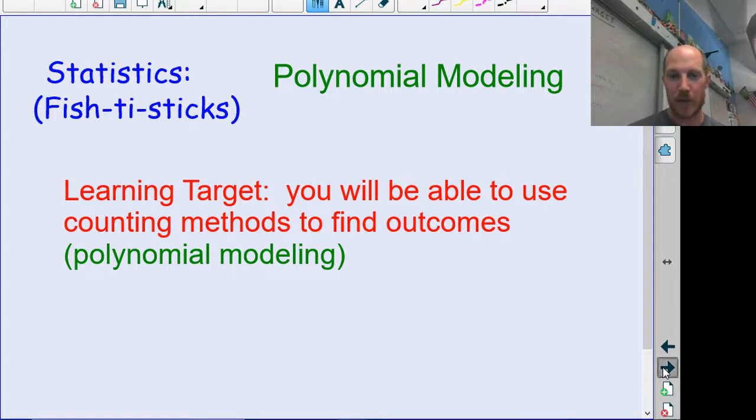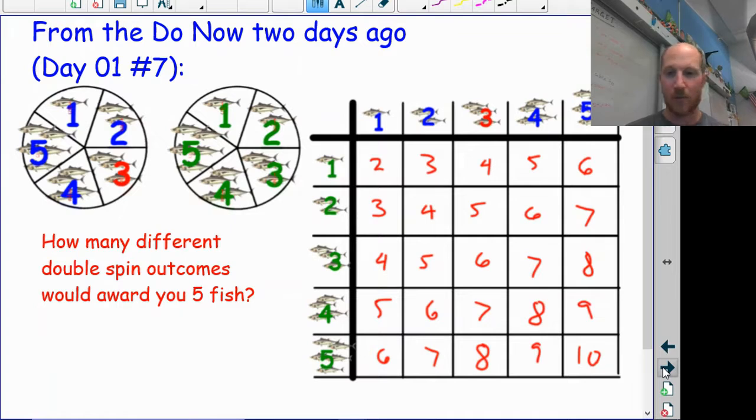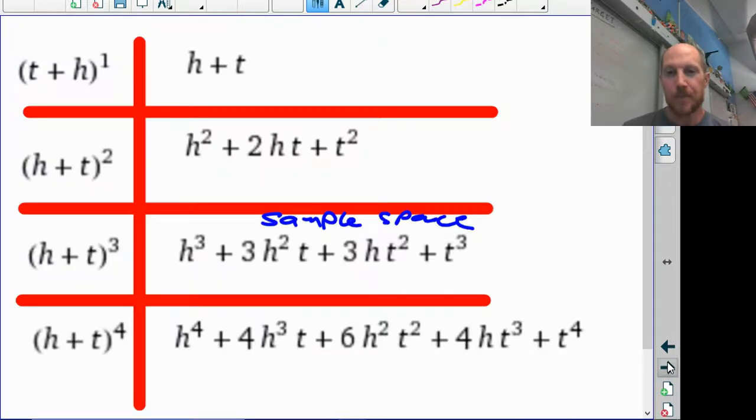So polynomial modeling, we have seen some before. Just to set the stage a little bit, a couple of days ago, our do now involved these 2 wheels of fish, as you might expect, for our study of fishistics. And you remember we listed the outcomes for one wheel of fish on one axis in blue, and the outcomes for the other wheel of fish on the other axis here in green. And then we added together to get the total number of fish you would win, right? Which is really not unlike what we just did in the do now today, but we wrote it differently.